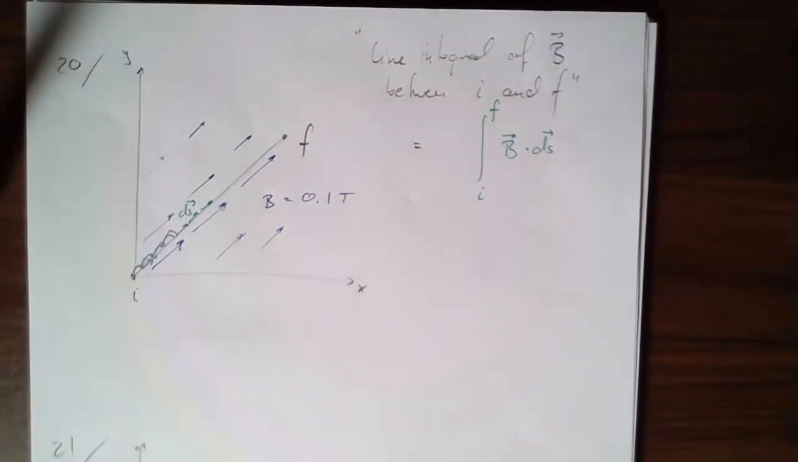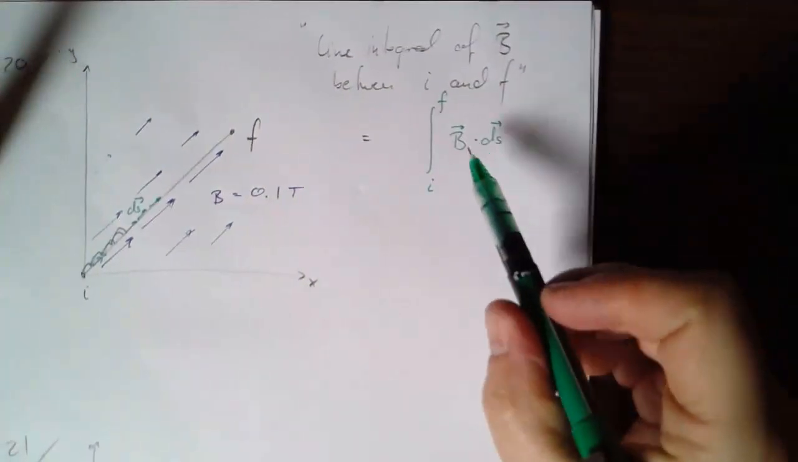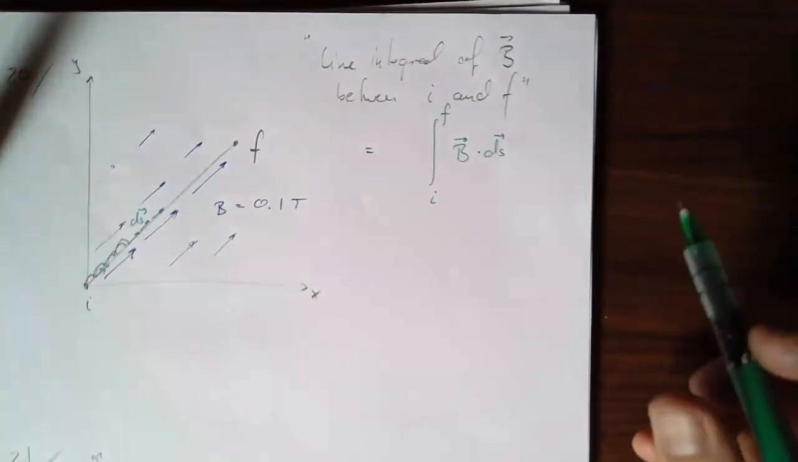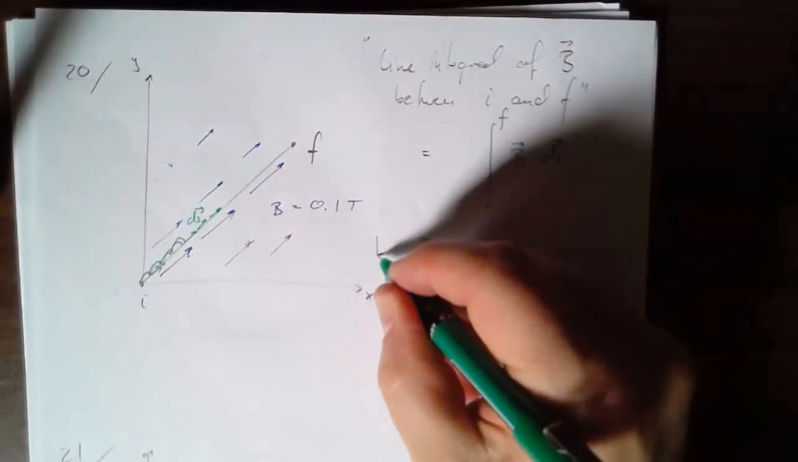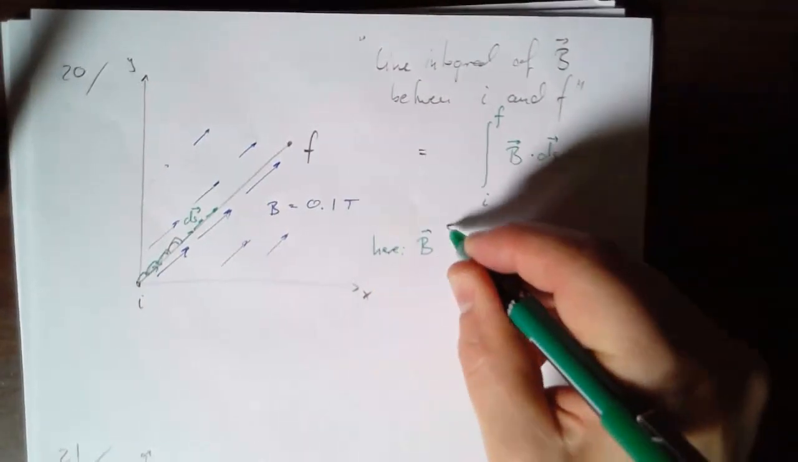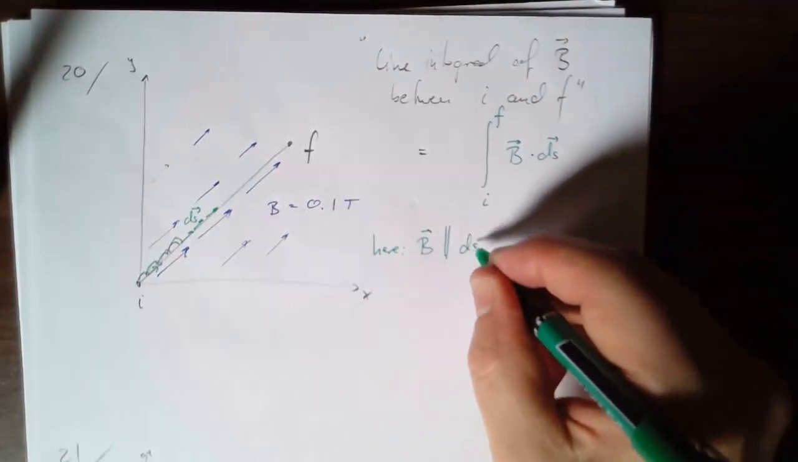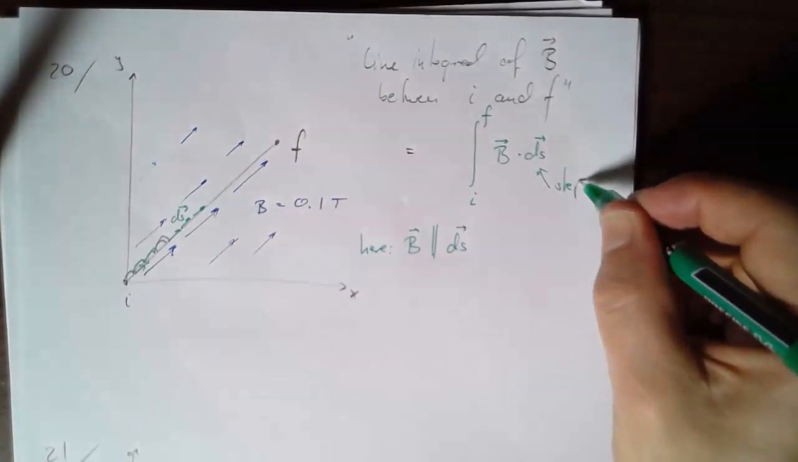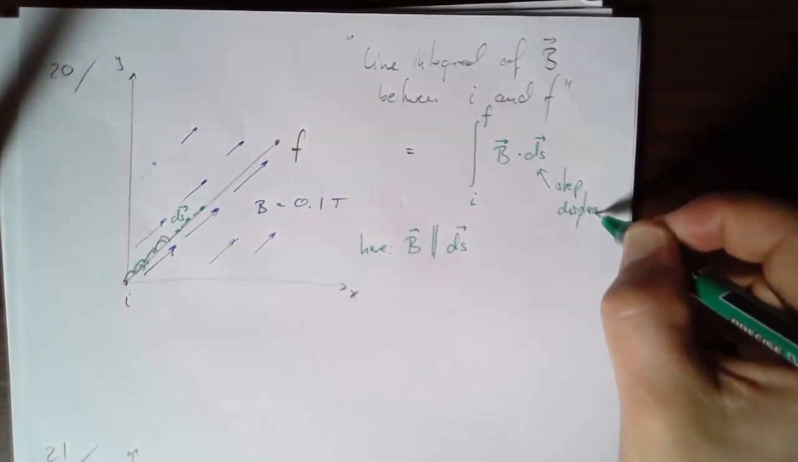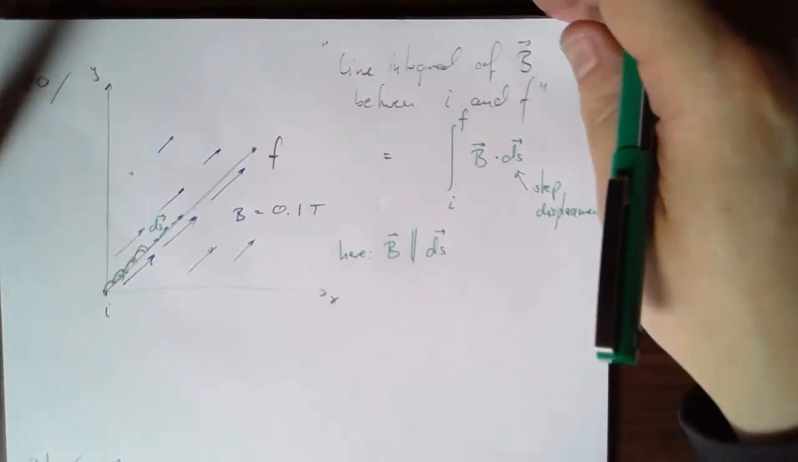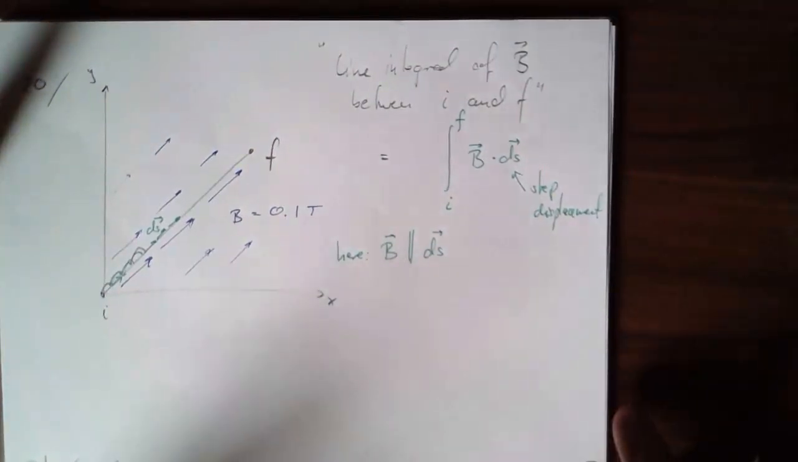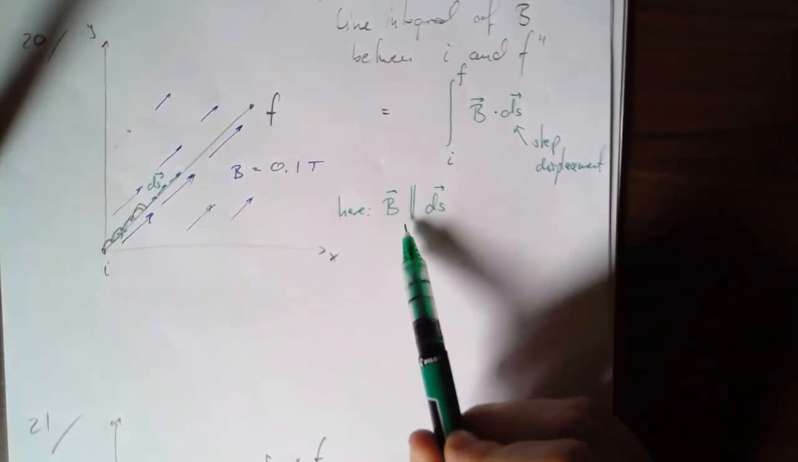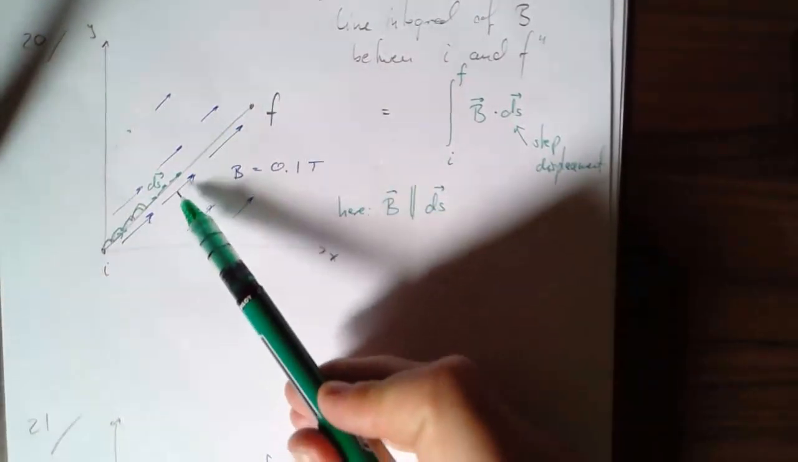Let's actually evaluate this. So the nice thing here is that B and these little steps are in the same direction. So here, B is parallel to my step direction, my little ds, my step displacement. I told you early on in this course, this is where you learn to actually understand what integrals mean. So here you go, line integrals. B is parallel to ds in this case because of the setup.